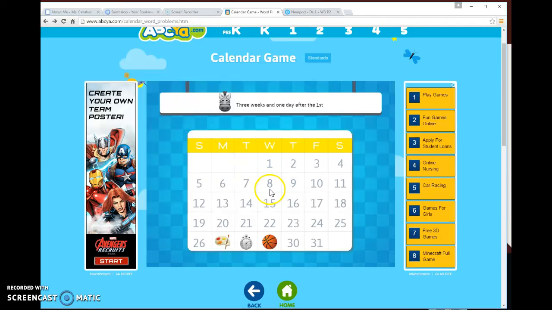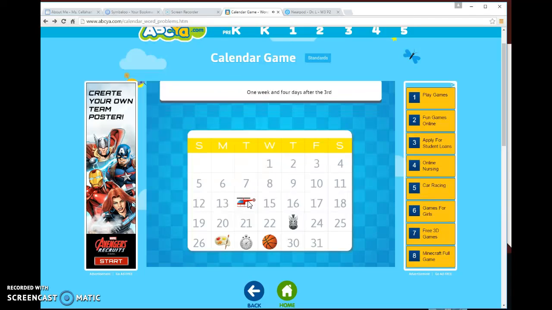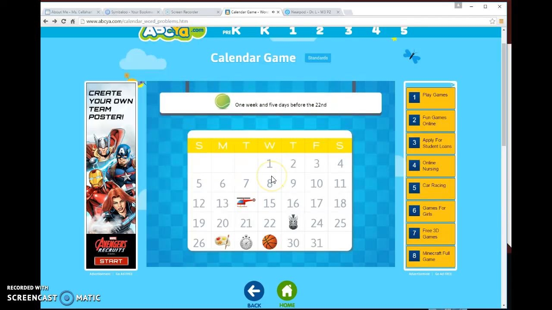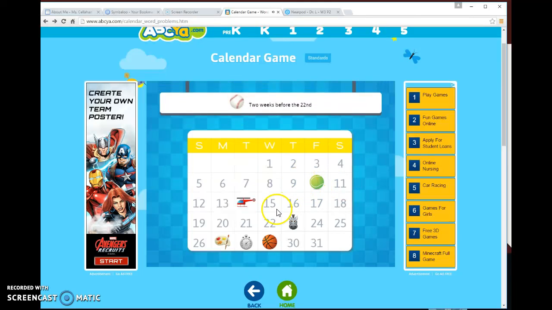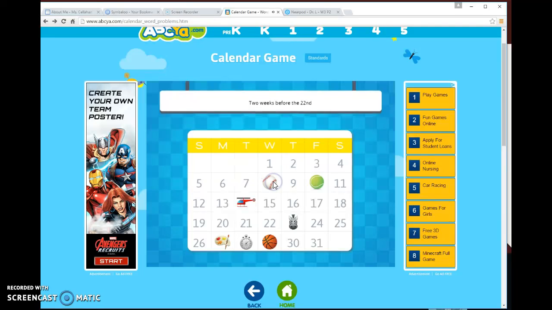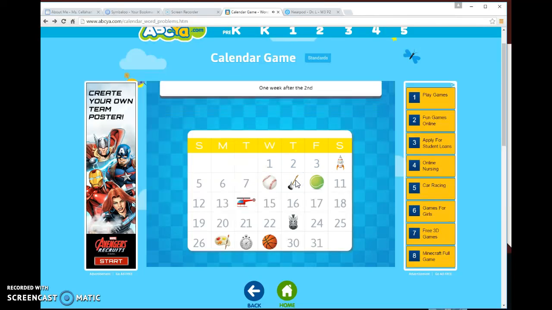So 3 weeks and 1 day after the first, you go 1, 2, 3 weeks, 1 day. 1 week and 4 days after the third: 1, 2, 3, 4. And as you continue to schedule them, they'll pop up onto your calendar. So 1 week and 5 days before the 22nd: 1 week, 1, 2, 3, 4, 5. 2 weeks before the 22nd, 1, 2 weeks. 1 day after the third, and 1 week after the second.